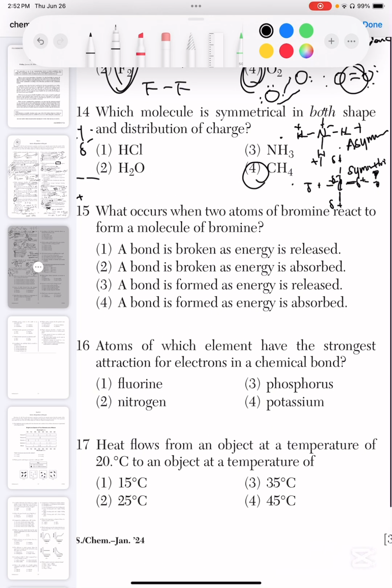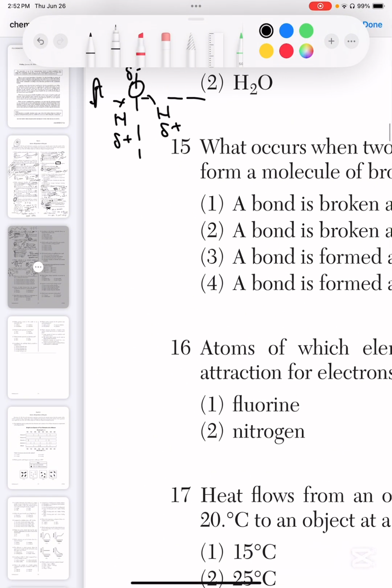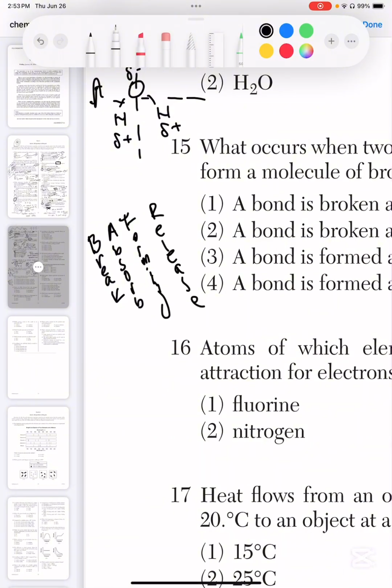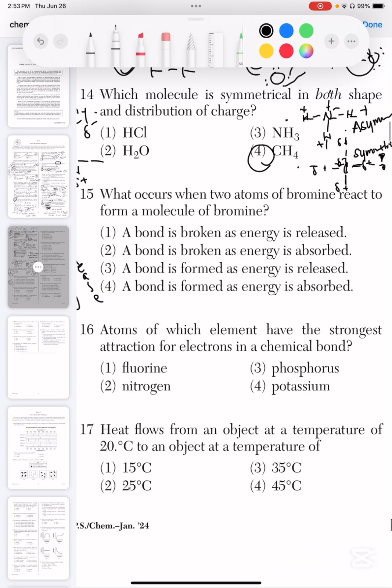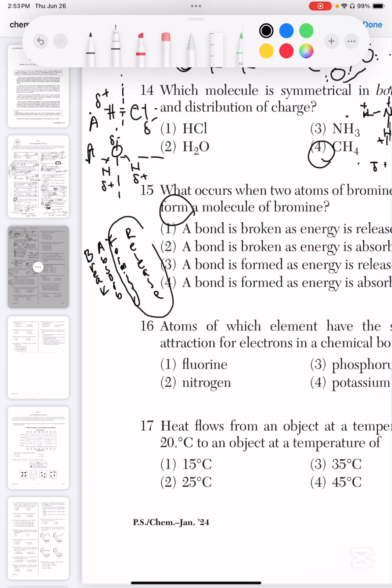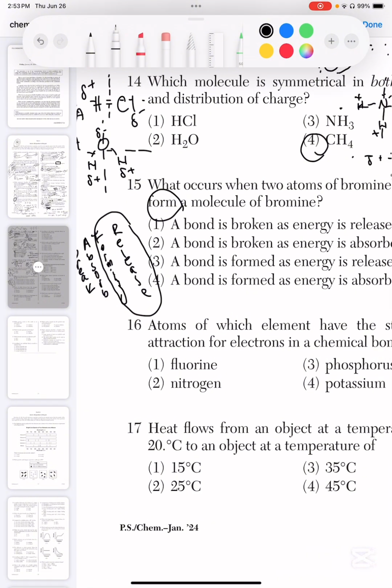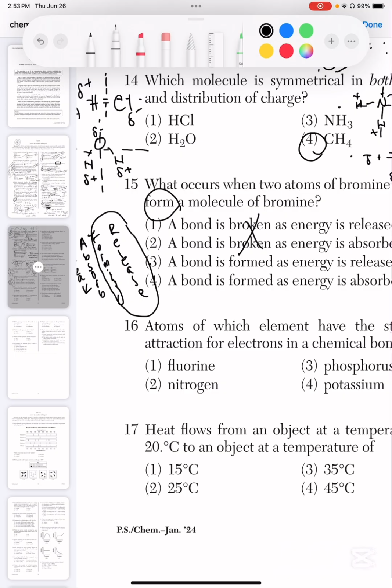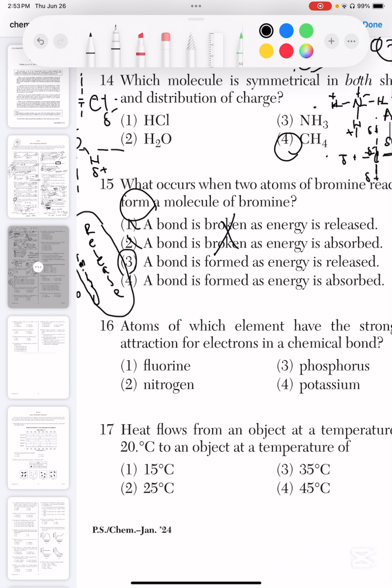What occurs when 2 atoms of bromine react to form? Okay, so I can use the handy dandy mnemonic: break, absorb, forming bonds, release energy. So when 2 atoms of bromine react to form a molecule of bromine, it's these 2, right? Yes. So bonds form as energy is released.